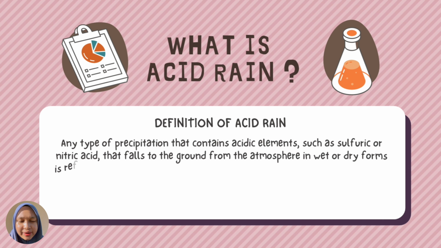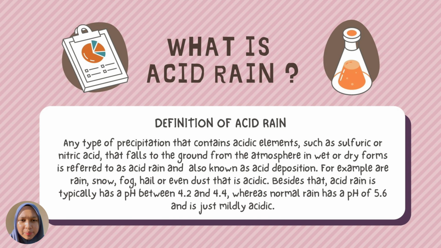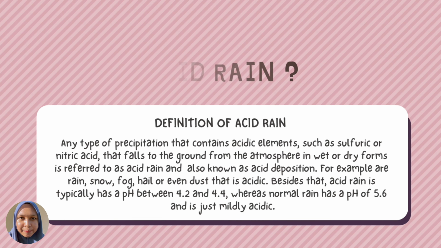What is acid rain? Acid rain is any type of precipitation that contains acidic elements such as sulfuric or nitric acid that falls to the ground from the atmosphere in wet or dry forms, and is also known as acid deposition. For example, rain, snow, fog, hail or even dust that is acidic. Besides that, acid rain typically has a pH between 4.2 and 4.4, whereas normal rain has a pH of 5.6 and is just mildly acidic.